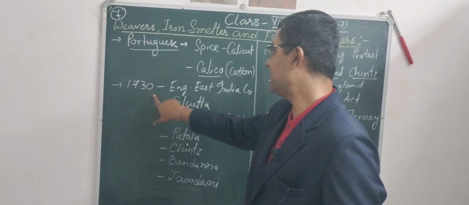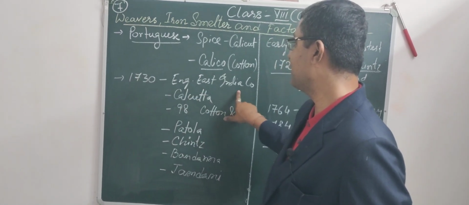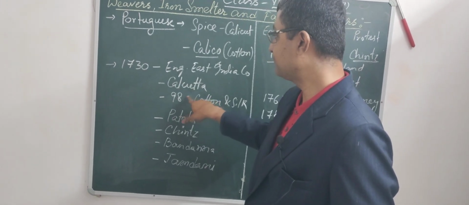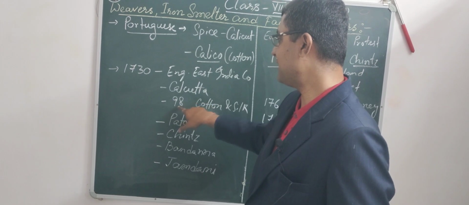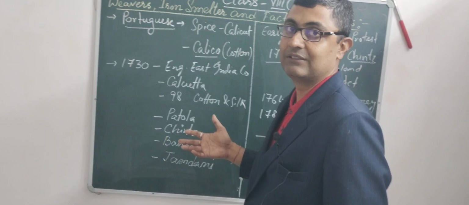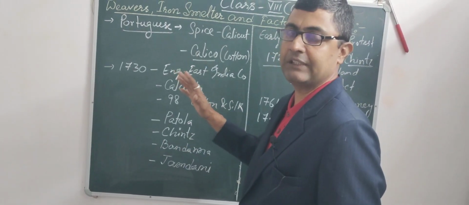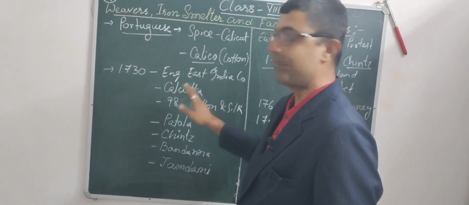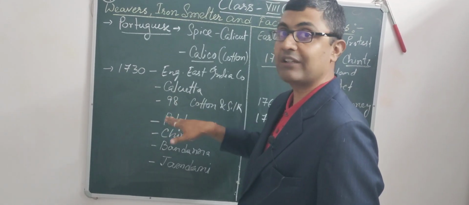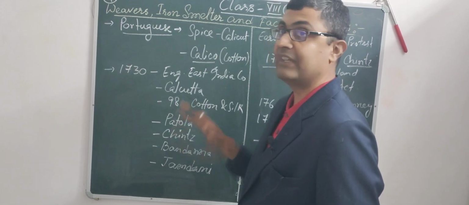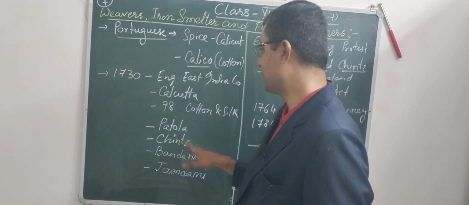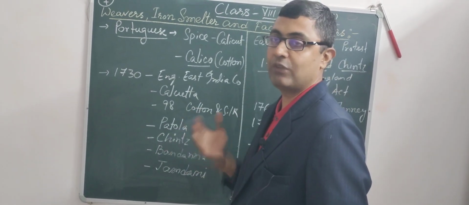So in 1730, the English East India Company, or British East India Company, came to Calcutta, and they found 98 varieties of cotton and silk. They had also visited Calcutta before that, but in 1730 they got a total of 98 varieties, nearly 100 varieties of cotton and silk clothes. Now, among them I can mention a few.